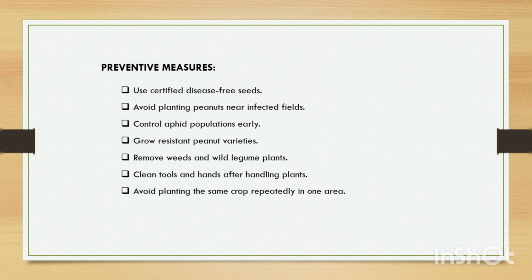Preventive measures: use certified disease free seeds for cultivation. Avoid planting peanuts near infected fields. Control aphid population early. Grow resistant peanut varieties. Remove weeds and wild legume plants. Clean tools and hands after handling plants. Avoid planting the same crop repeatedly in one area.